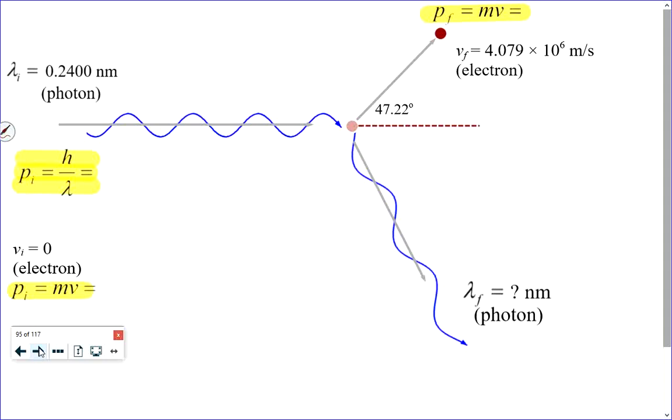Just to note that the momentum of a photon being h over lambda only works in standard units. So you would have to convert those nanometers to meters. I think the most efficient way to do that is that when you type in that wavelength, you just type 0.24 times 10 to the negative 9, because that's what nano means. It's the most direct way to do it.